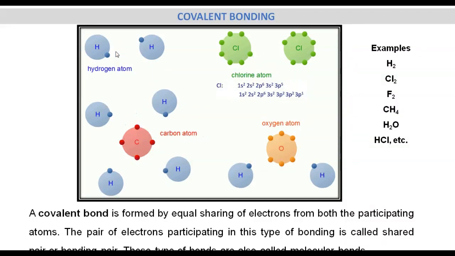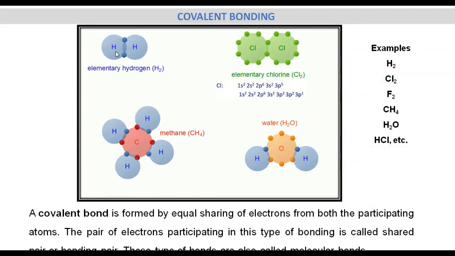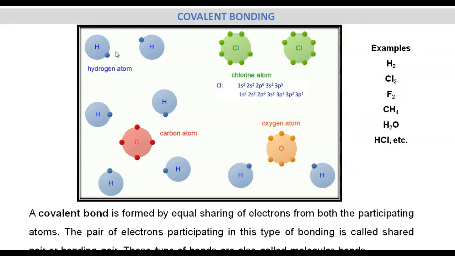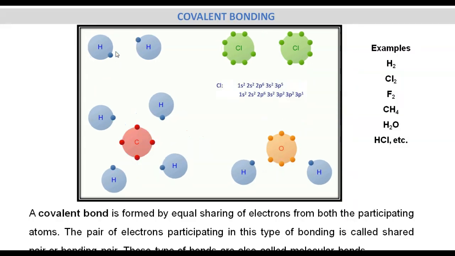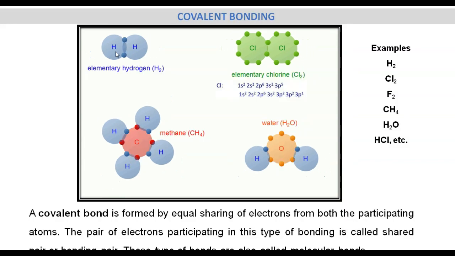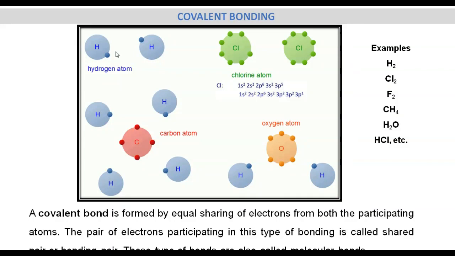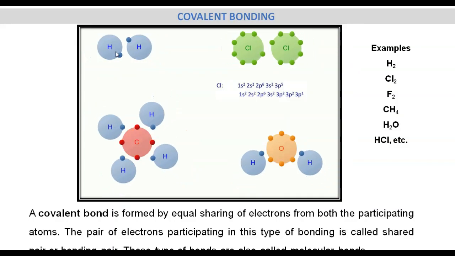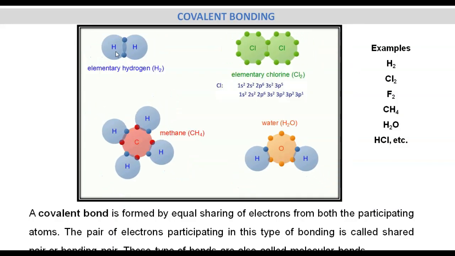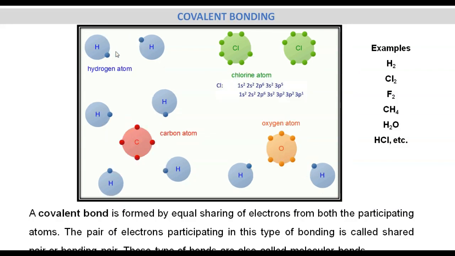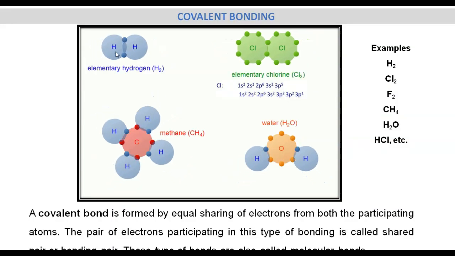So in this way, they have shared their outermost electrons, that is, unpaired electrons, to form the bond and attain the stable electronic configuration. Such a pair is known as a bonding pair or shared pair, and it is also called covalent bonding. Examples of such cases are the hydrogen molecule, chlorine molecule, methane, water, HCl, and so on.